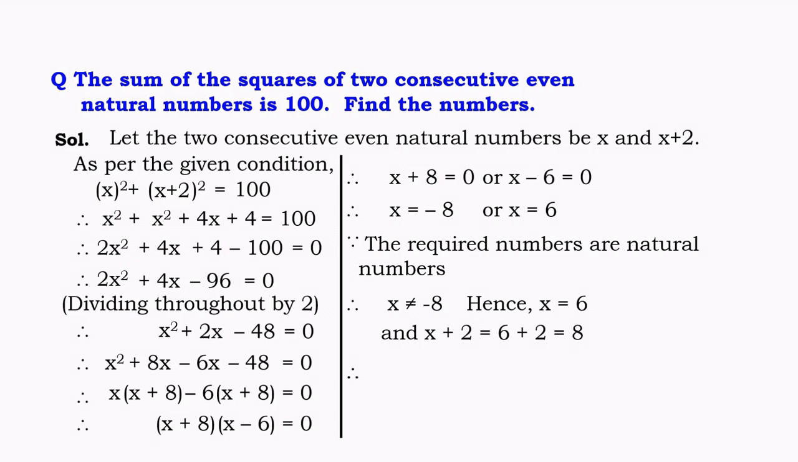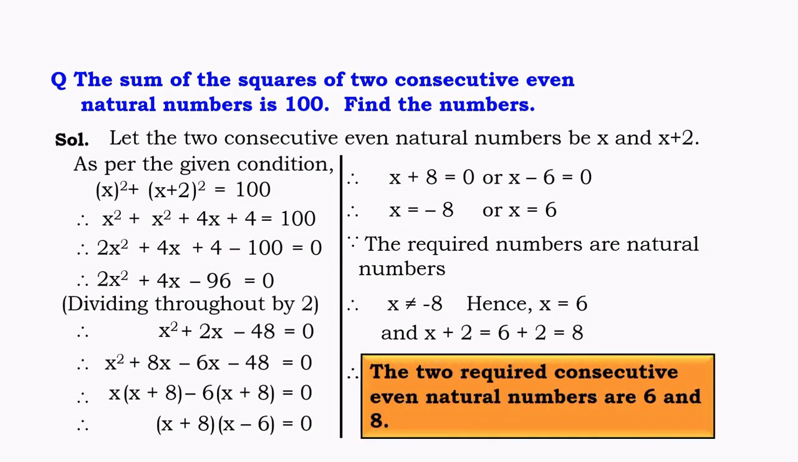The second number is x plus 2, which gives 8. Hence, the two required consecutive even natural numbers are 6 and 8. Let us verify the answer. The square of 6 is 36 and the square of 8 is 64. When we add 36 and 64, we get 100. Since the condition is satisfied, the two consecutive even natural numbers are 6 and 8.